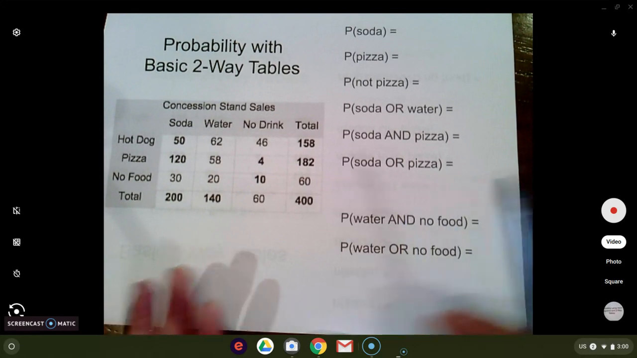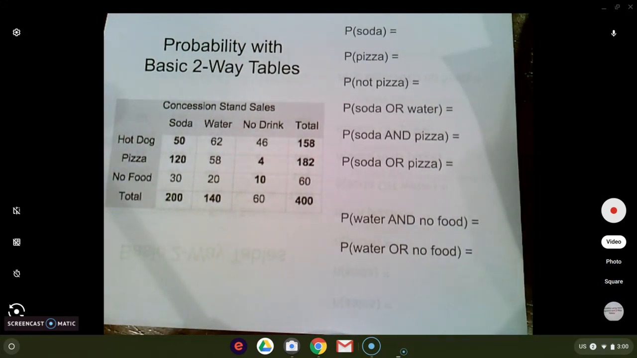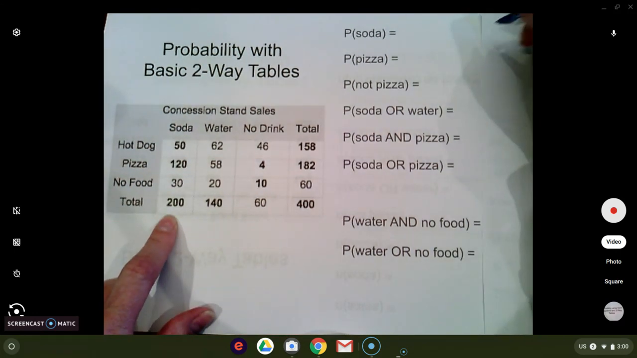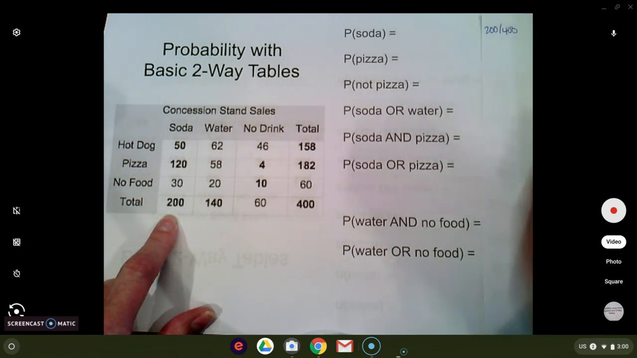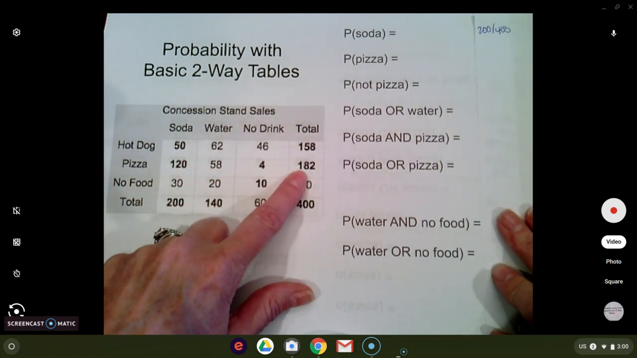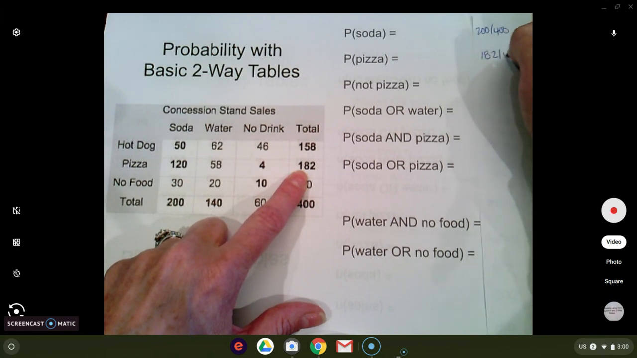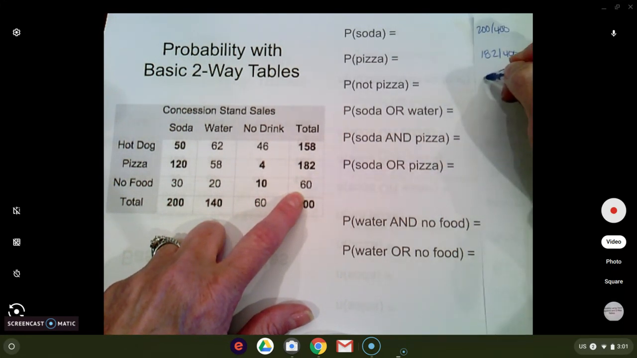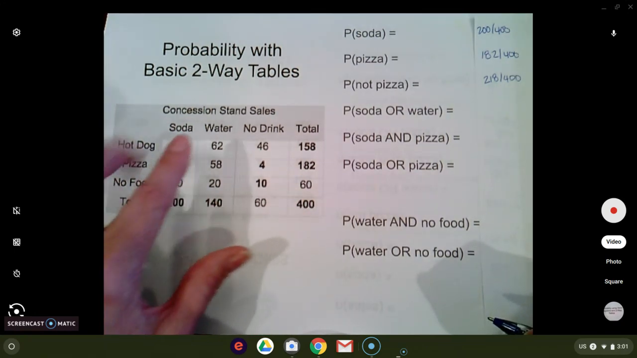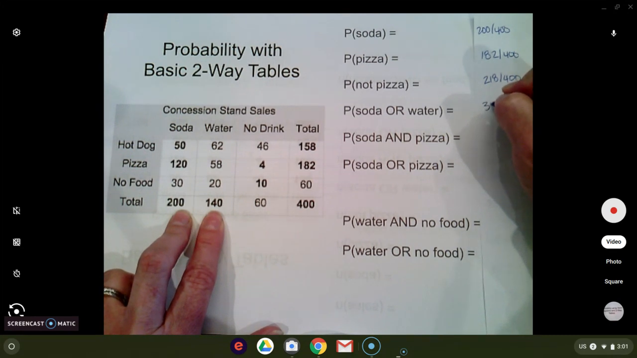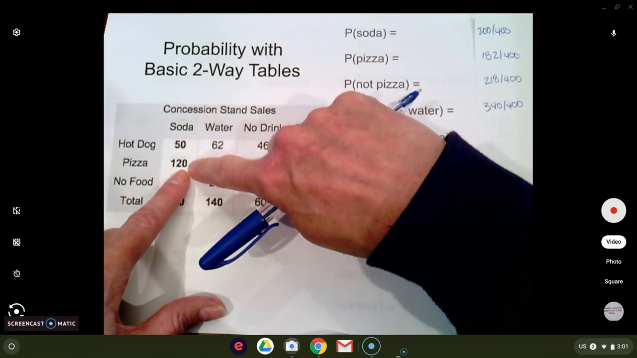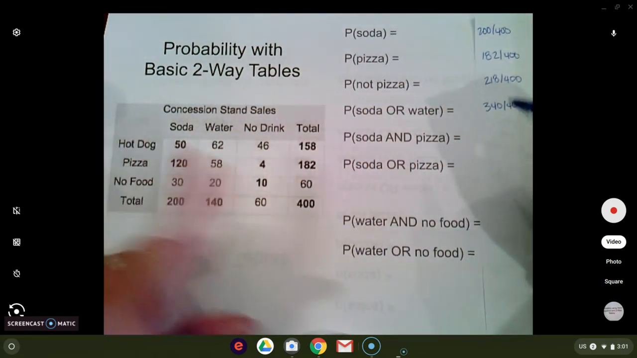Okay, so if you take all of these orders and you want to know the probability that someone walking up ordered soda, that would be 200 out of 400 possible sales that you had. The probability of someone ordering pizza was 182 out of 400. Not pizza is this 158 and this 60, which I think we said was 218 out of 400. Soda or water, that's this 340 divided by 400. Okay, soda and pizza, that's this 120 divided by the 400.